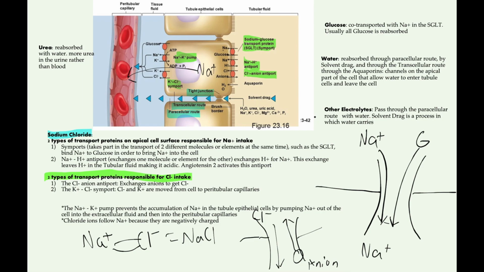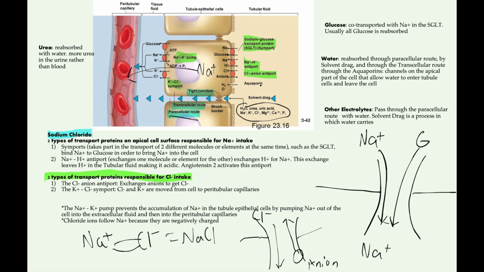Now let's talk about water. Water is reabsorbed through the paracellular route by solvent drag. And solvent drag is a process in which water carries all these other solutes. So it's basically like LeBron and the Cavaliers. He was just carrying them to the finals. Think of that as solvent drag.